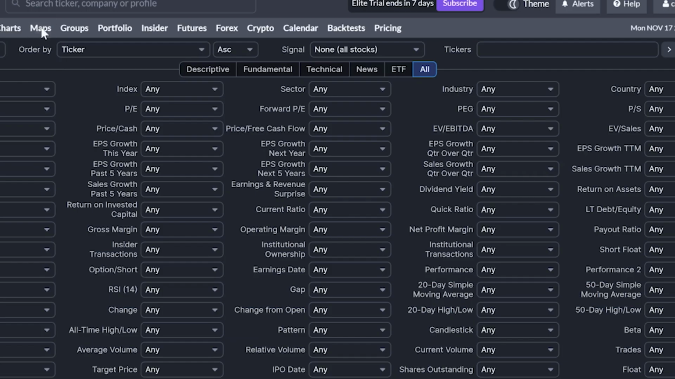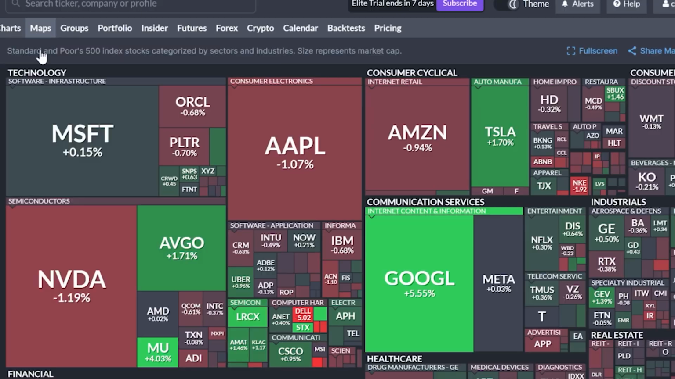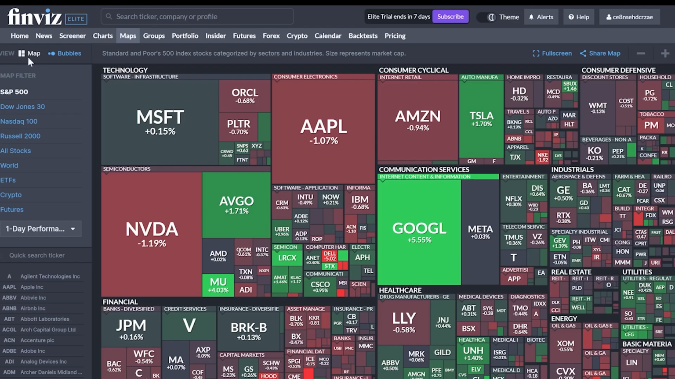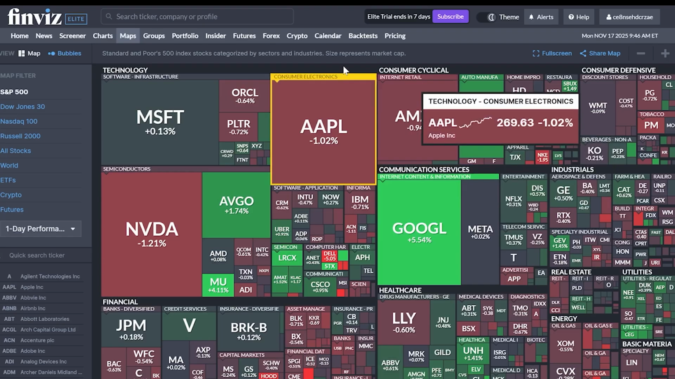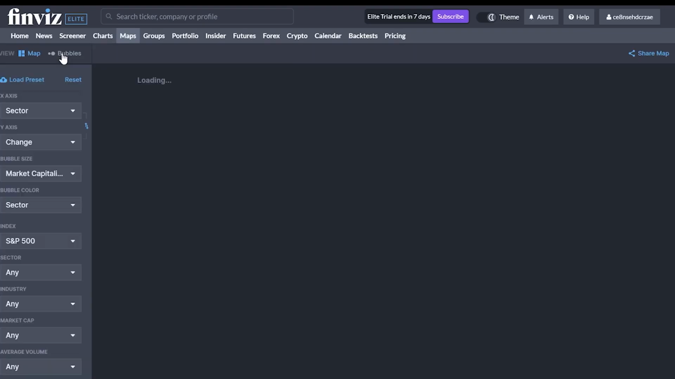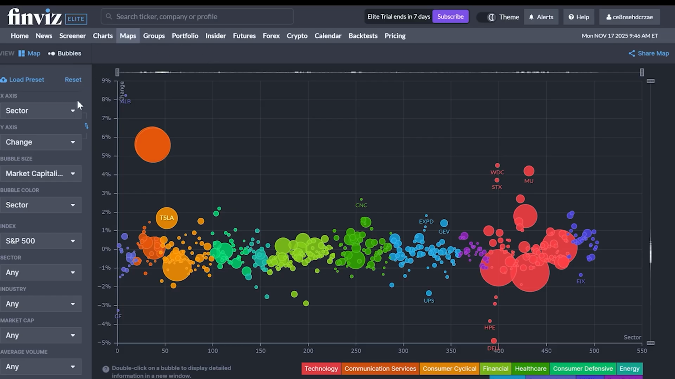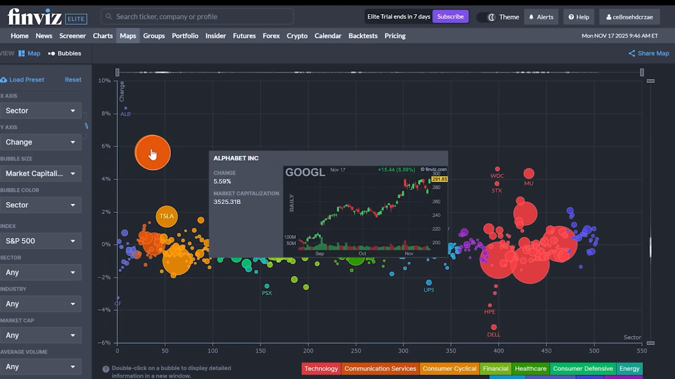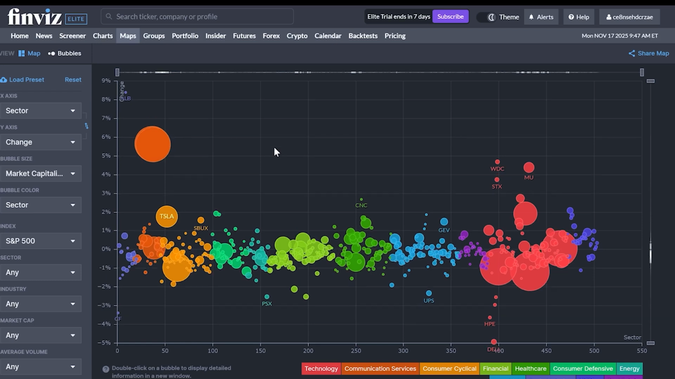So one of my favorite here is if you go to this maps button here, there's a heat map, which is sort of useful. I really don't use this very much, to be honest, but what I do use are the bubble maps. So this allows you to change your x-axis, y-axis, the colors of the bubbles, and then also the size of the bubbles. So you're getting 4 different factors on a single chart.